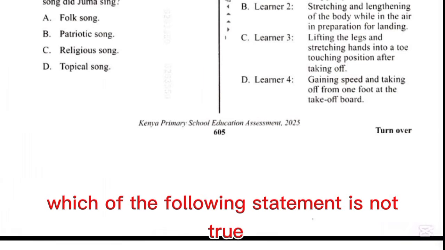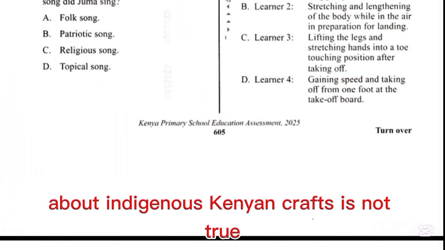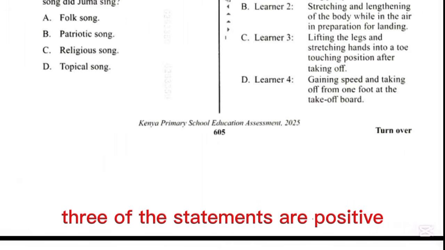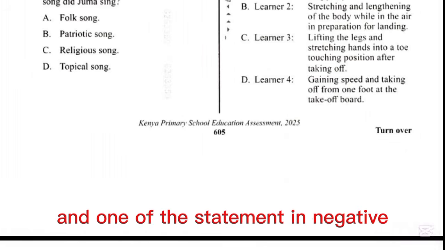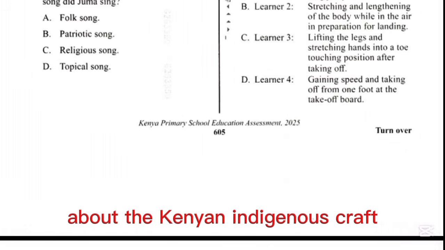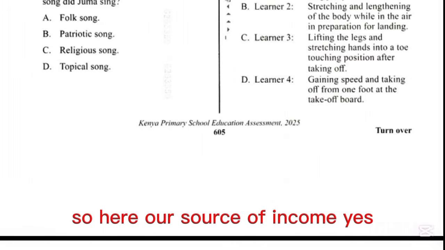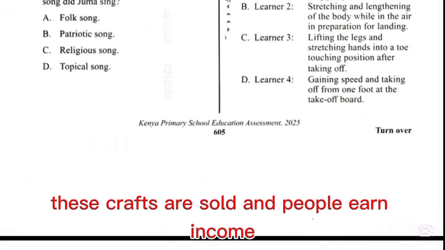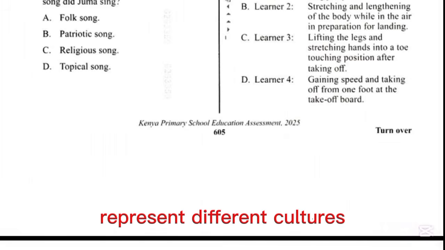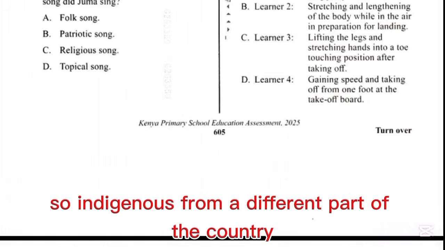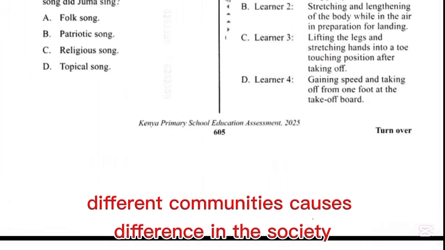Which of the following statement is not true about indigenous Kenyan craft? Is not true. So you find that 3 of the statements are positive and 1 of the statement is negative about the Kenyan indigenous craft. So we want to pick the one which is negative. So here, are source of income. Yes, these crafts are sold and people earn income. Represent different cultures. Yes, that's why we say it is indigenous. So indigenous from different part of the country, different communities.